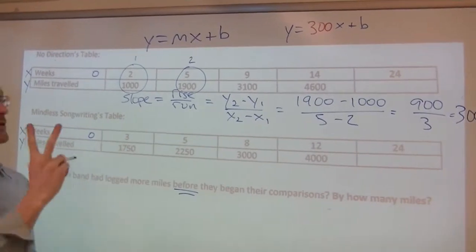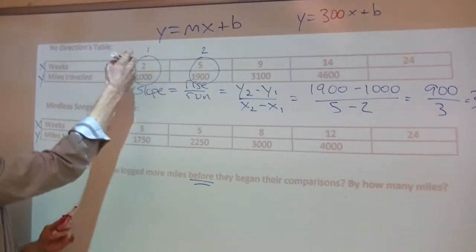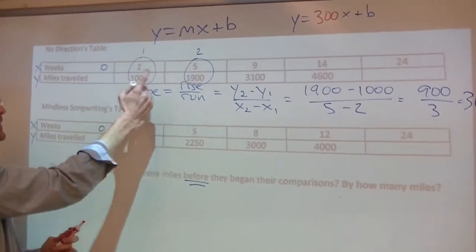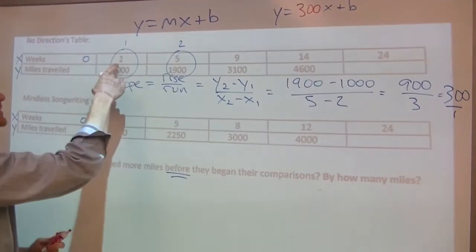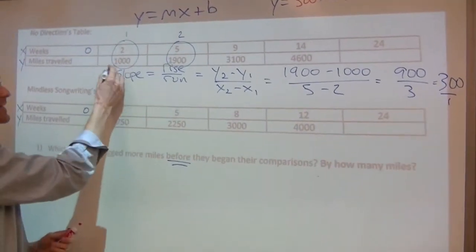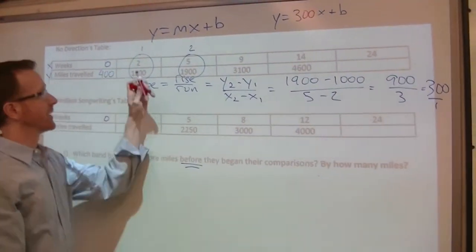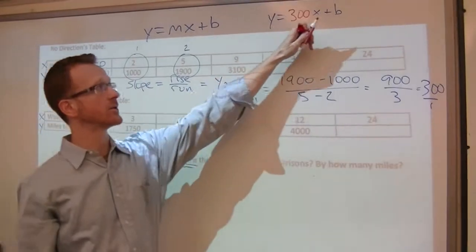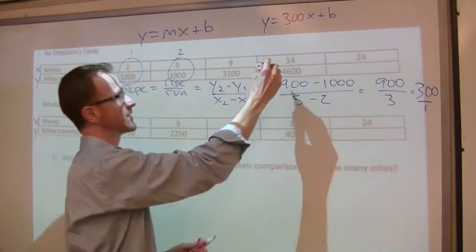So what I could do are two things. One, I could take that rate of change and start going, well, I've got to go back 2 spaces, and I know that it's 300 for every one. So that means if I'm going back 2, I can subtract 600. So 1,000 minus 600 is 400. Or I'm going to prove that also by using this equation and taking an x and a y that I'm given. Let's use 2 and 1,000 here.